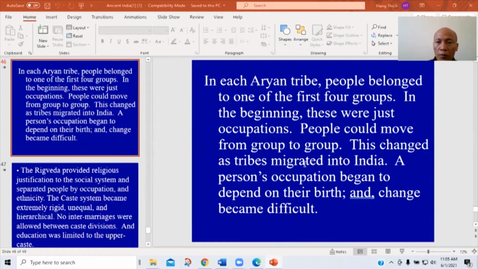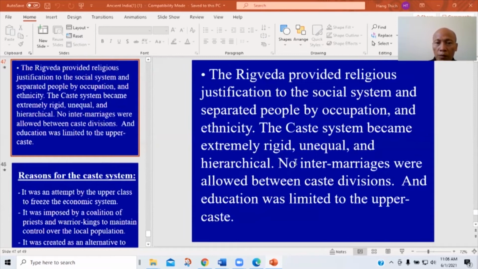Each Aryan type and each of the tribal people belonged to one of the first four groups. Their work depended upon their social status, and they were classified in this caste system, and they could not change their social status. It was impossible for them to change. Again, the Vedas provided the religious justification for a social system that separated people by occupation and ethnicity.